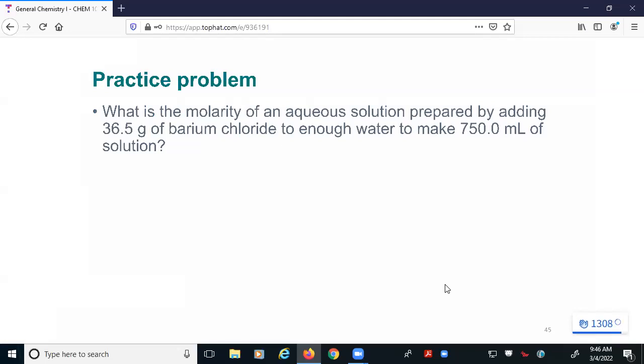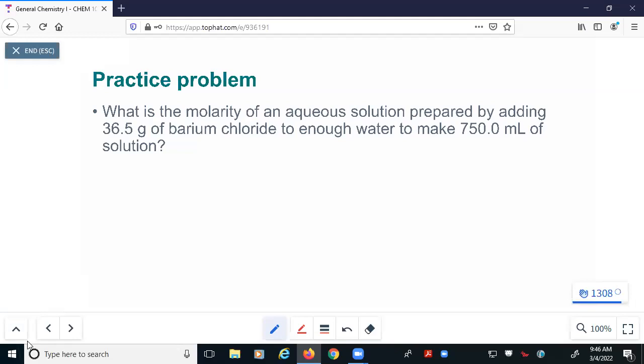So let's close this out by doing a practice problem here. What is the molarity of an aqueous solution made by adding 36.5 grams of barium chloride to enough water to make 750 milliliters of solution? So since we are doing molarity, we need moles per liter. So that would be moles of barium chloride divided by liters of solution.